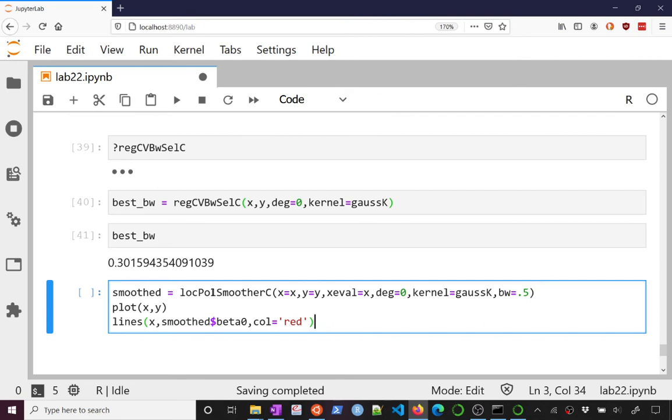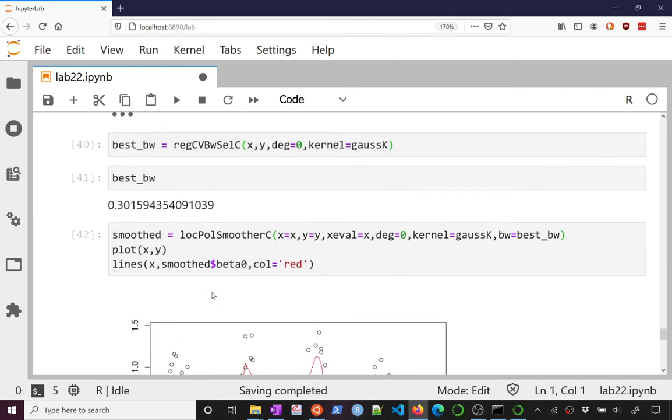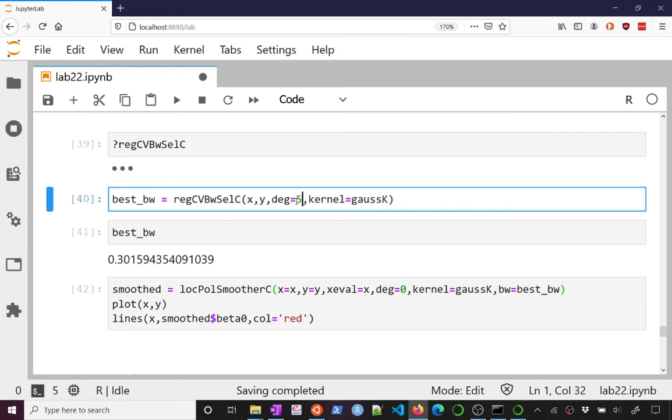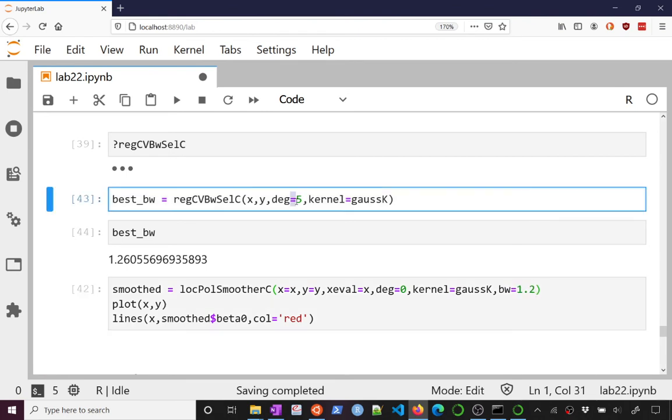But we could just change this to best BW, something like that. And cross-validation says that's the best. And you could obviously change this to like a fifth degree polynomial. And of course it increases the bandwidth because we have more flexibility in the polynomial fitting. So you want to increase the bandwidth to make it smoother.